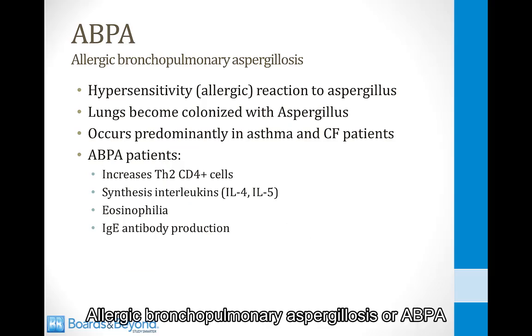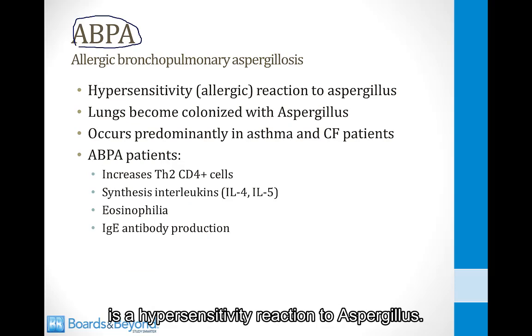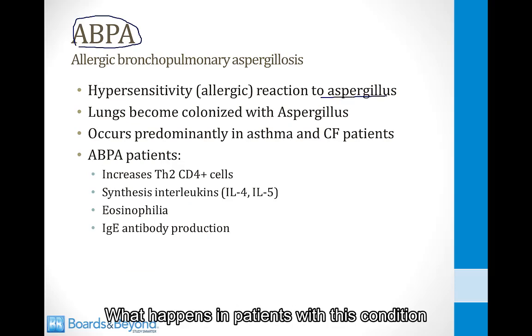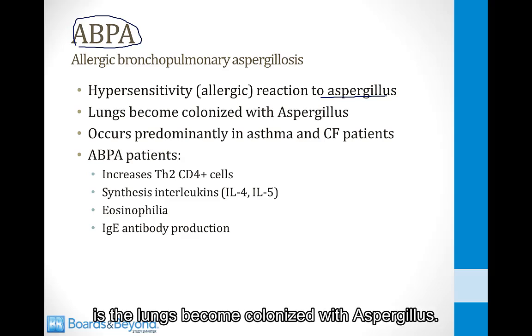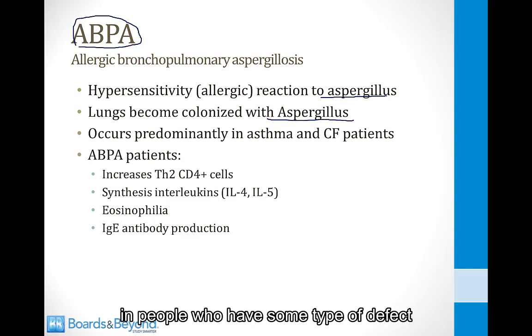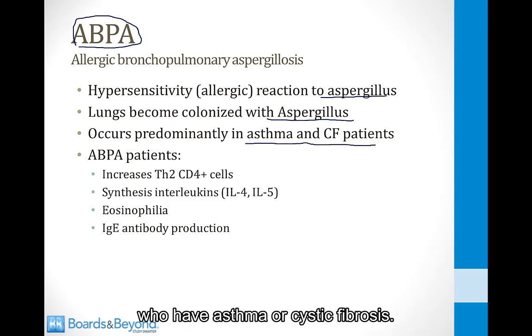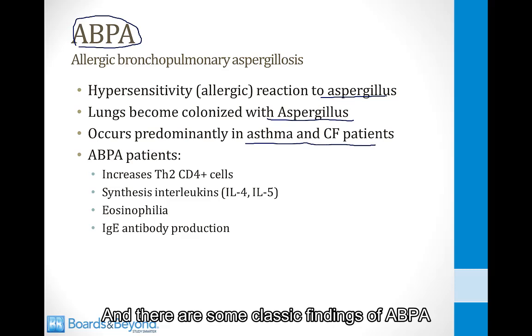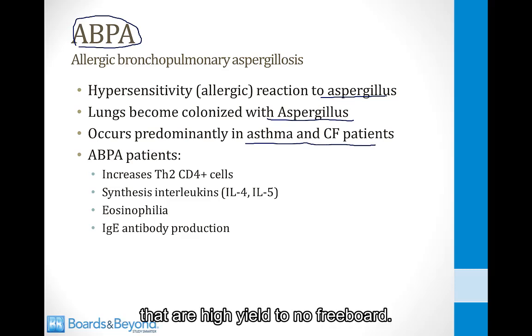Allergic bronchopulmonary aspergillosis, or ABPA, is a hypersensitivity reaction to aspergillus. What happens in patients with this condition is the lungs become colonized with aspergillus, and this occurs primarily in people who have some type of defect in their lung function. So it typically happens to people who have asthma or cystic fibrosis. And there are some classic findings of ABPA that are high yield to know for your board.